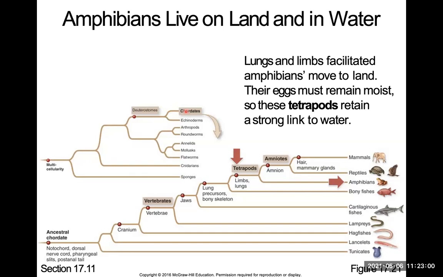Okay, so the next group we have is tetrapods. Pods mean feet. They have 4 limbs. So tetrapods have 4 limbs. Tetra means 4. They have lungs and limbs, and that allows them to live on land because they have lungs.